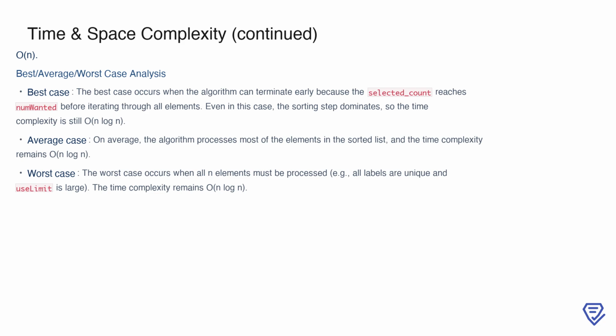In the worst case scenario, all n elements need to be processed, which occurs when all labels are unique and the use limit is large enough to allow maximum selections. Even in this case, the sorting step dominates, ensuring the time complexity is O(n log n). Across all cases, the sorting step is the most computationally expensive part of the algorithm, defining its overall complexity.